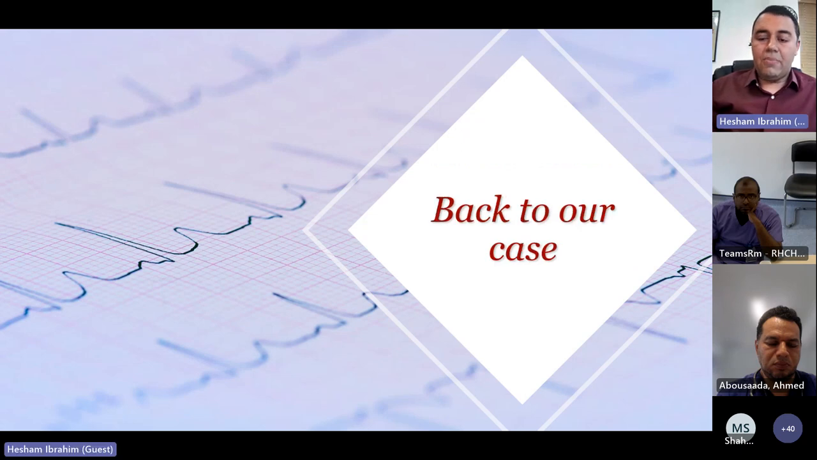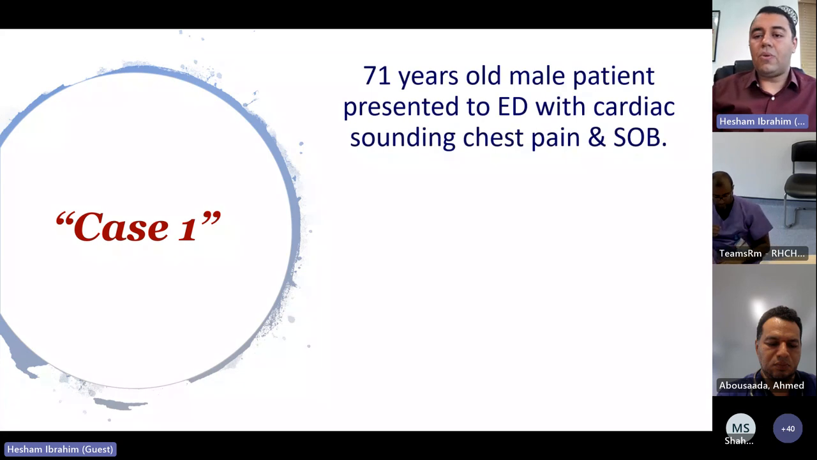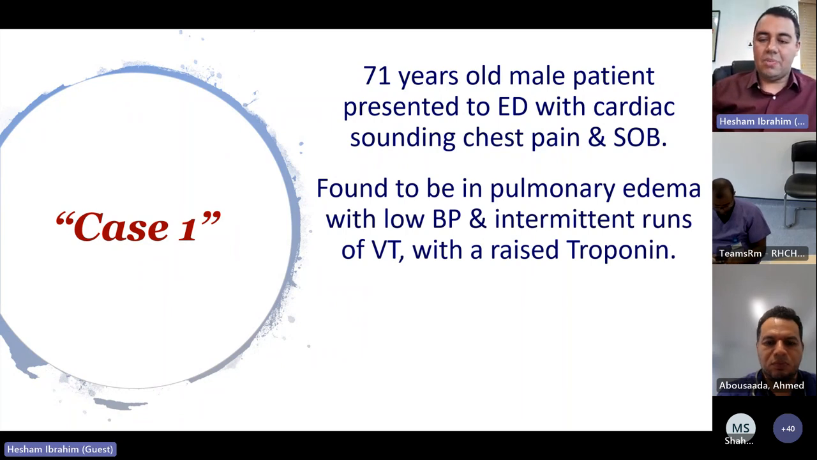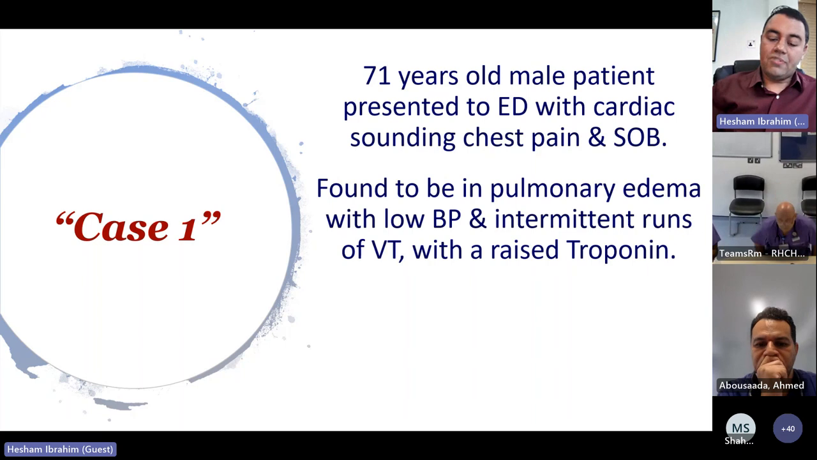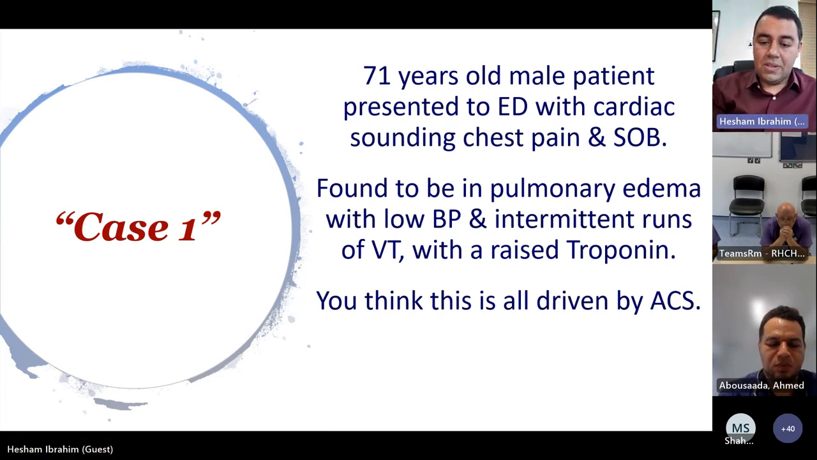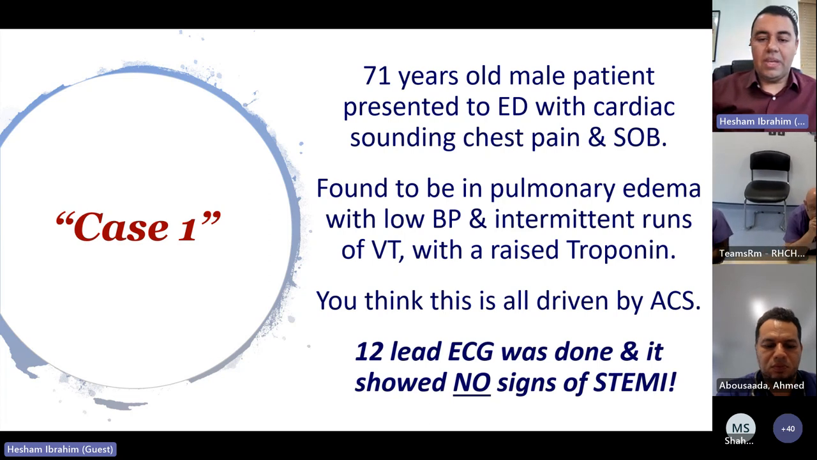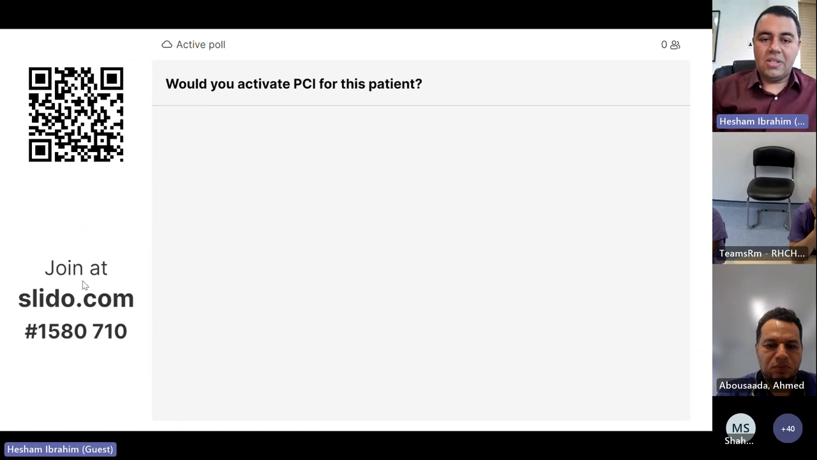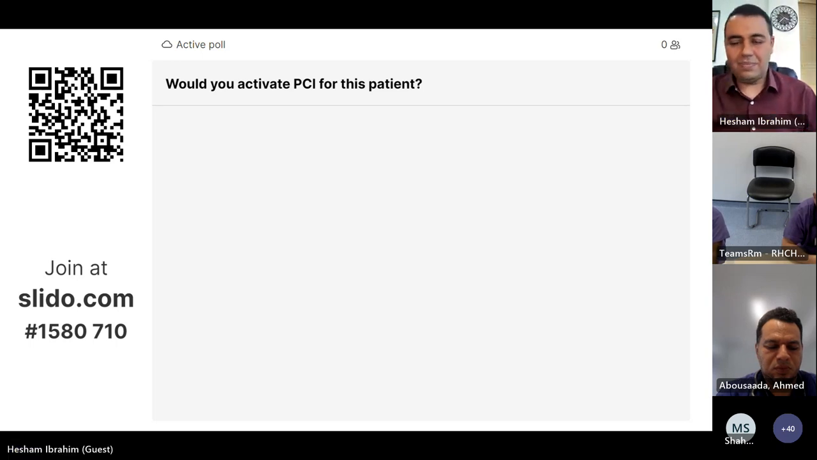So let's go back to our case and see where we are. Our patient was a 71-year-old male patient presented with a cardiac sounding chest pain. Our patient was found to have pulmonary edema with low blood pressure, with runs of VT and raised troponin. We were thinking that he's got an acute coronary syndrome driving all of this. The ECG is not showing any ST elevation. And the question is now to you, and I would like you to type your answer now. Would you activate the PCI for this patient immediately? You can answer by yes or no.